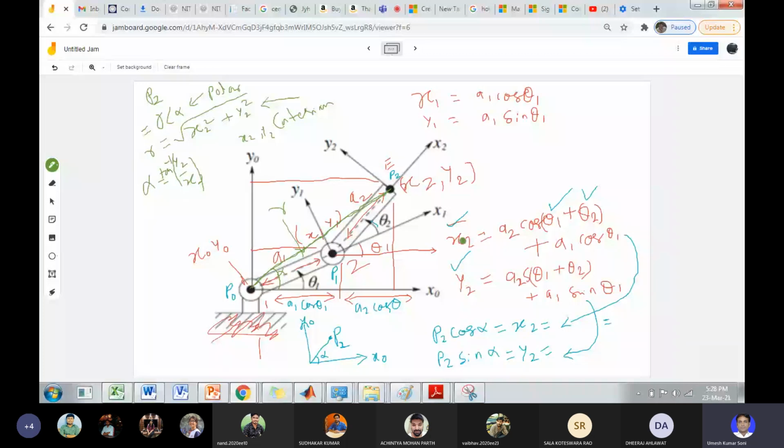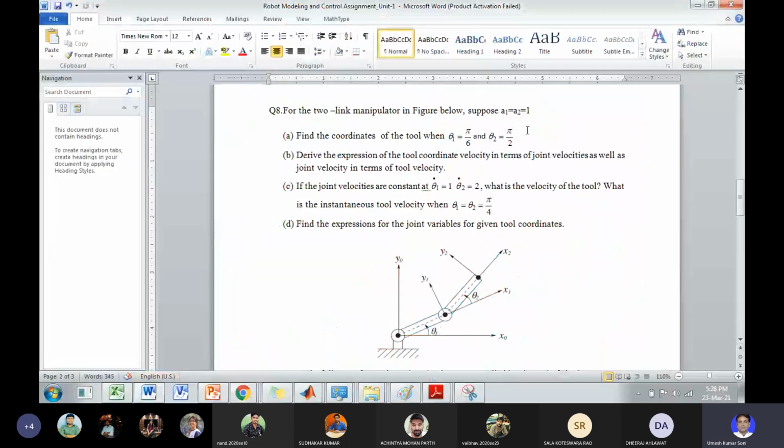Here the first problem is to determine x2 using theta 1 and theta 2, and y2 using theta 1 and theta 2. Clear? So you first determine x2 and y2. Here I can also write x2 y2 for your simplicity. I will erase this. So these are the coordinates of the tool, x2 y2. Now derive the expression for tool coordinate velocity in terms of joint velocities.